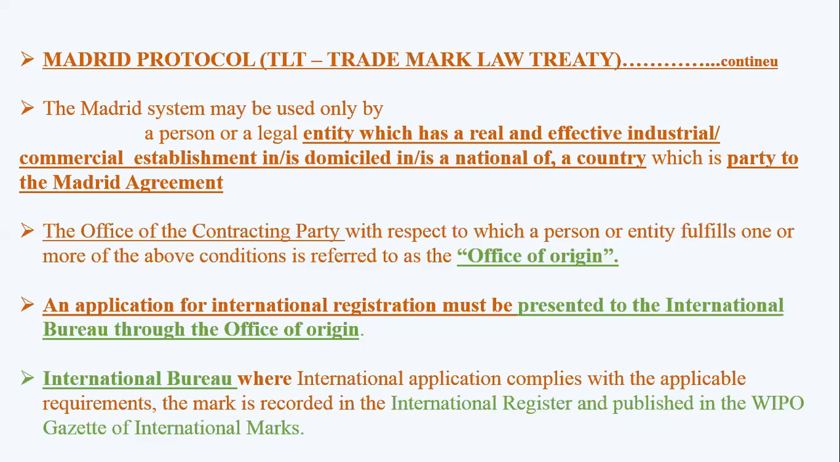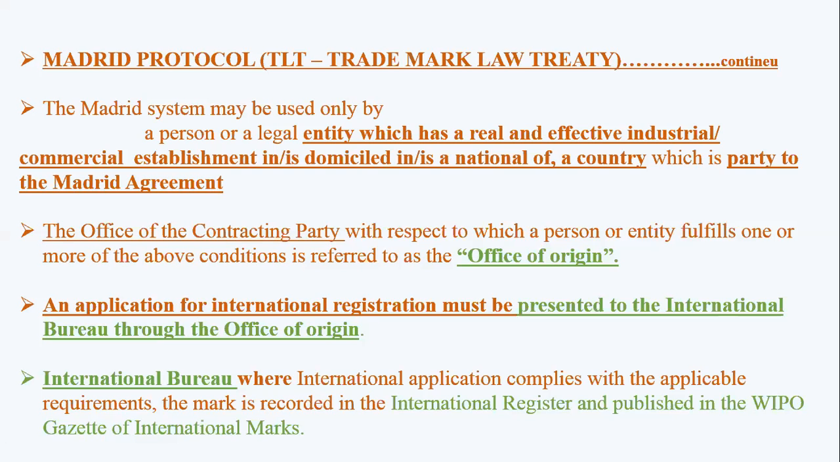Then only is registration of the trademark possible. Second important point, that is the Office of Origin. Now what does Office of Origin mean? The Office of Origin is the office of the contracting party with respect to which a person or entity fulfills one or more of the above conditions.